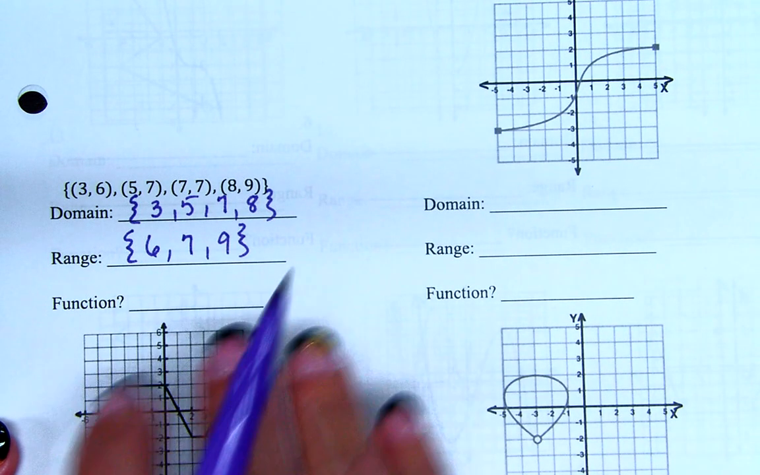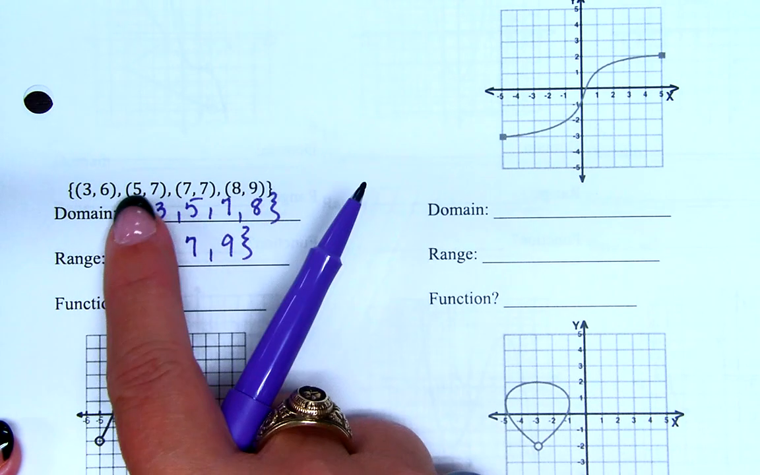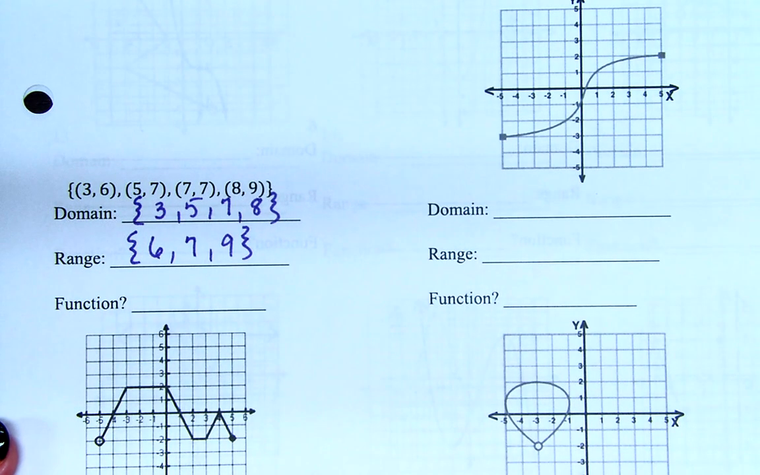Do you see why I had to force the conversation there? Because it's already least to greatest in X's and least to greatest in Y's. But we needed to make sure that we know that that's happening, right? How do we tell if a list of ordered pairs is a function or not?